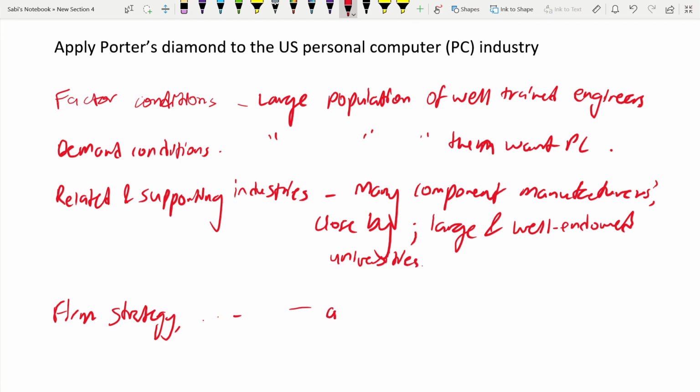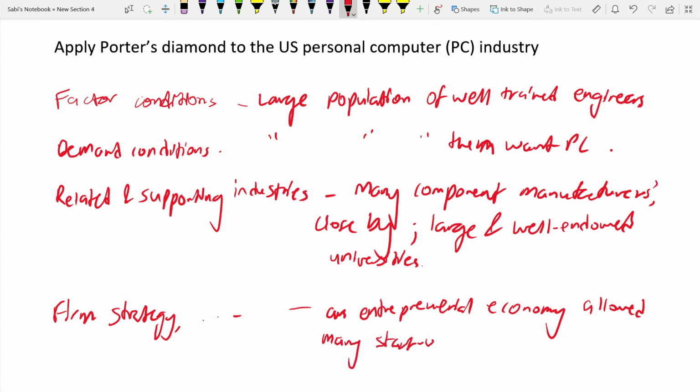So, an entrepreneurial economy allowed many startups. Okay, only an entrepreneurial economy will allow startups. If you are not willing to take risk, you will not allow many startups. And the best survive the intense rivalry. It's not easy to survive the intense rivalry.